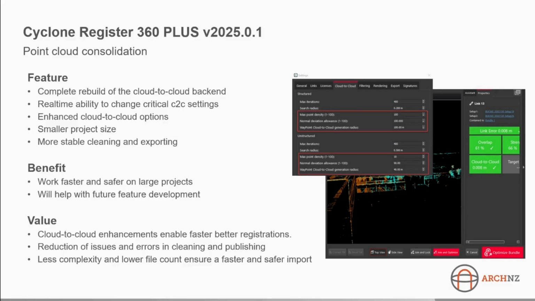So if you had some issues with registration and you wanted to increase the point density of that registration cloud, then the only way to do that would be to create a new project and re-import the data with a higher density set. So with the rebuilding of this backend in this 2025 version, you can change these settings and they will have a real-time effect on the registration cloud in the background. So again, it just allows more flexible and better registrations, more user control over the way that registration cloud is used.